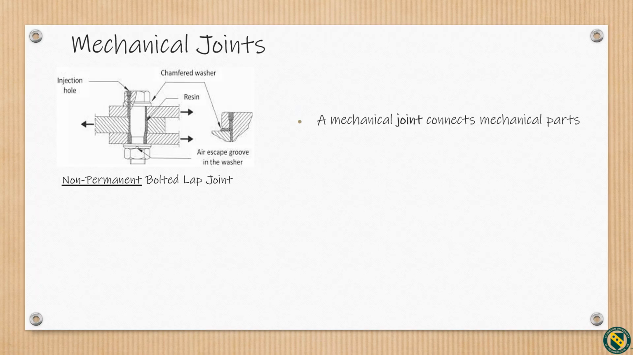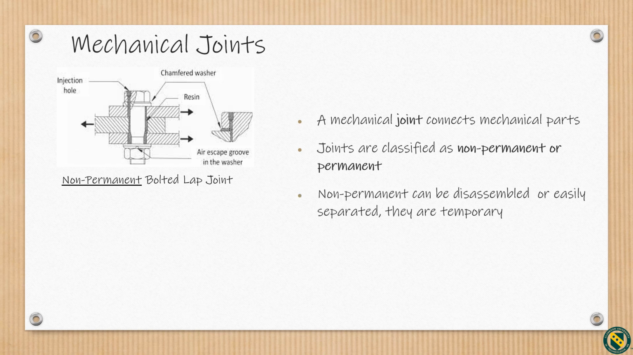A mechanical joint is a section of a machine which is used to connect one or more mechanical parts. Joints may be classified as non-permanent or permanent. Most industrial machine joint types are non-permanent. That is, they're designed to be disassembled or easily separated. They're temporary.